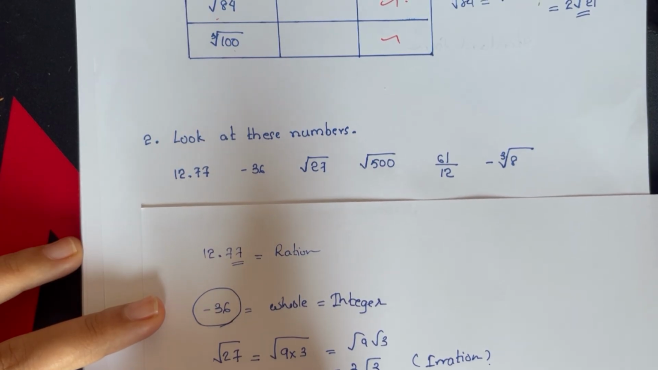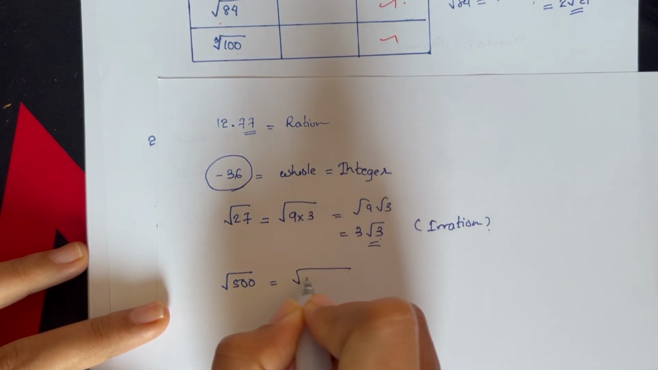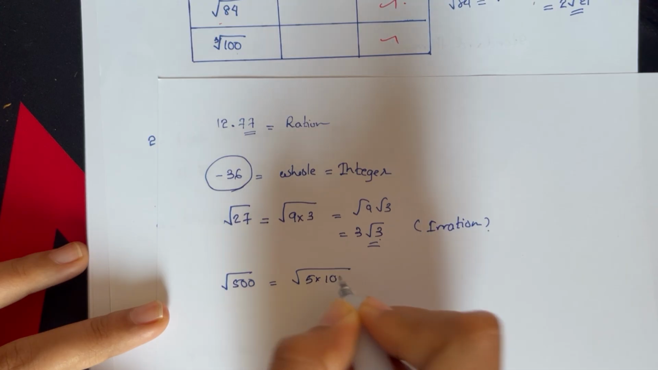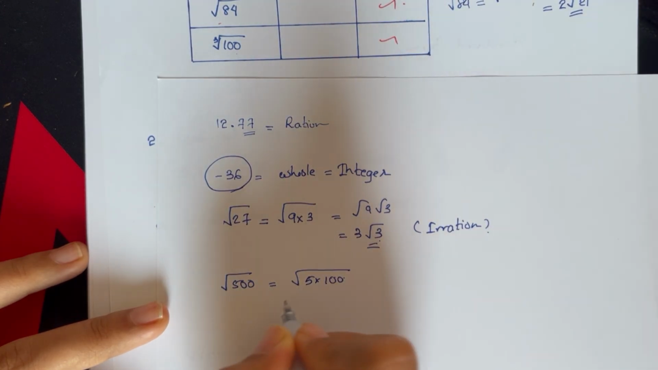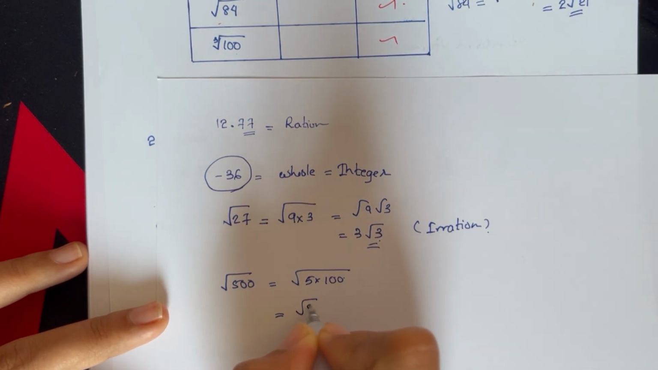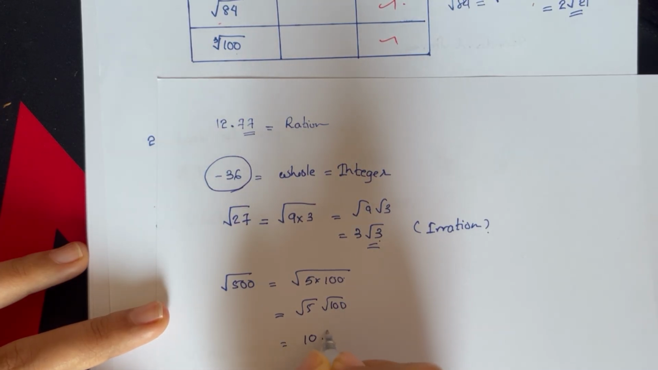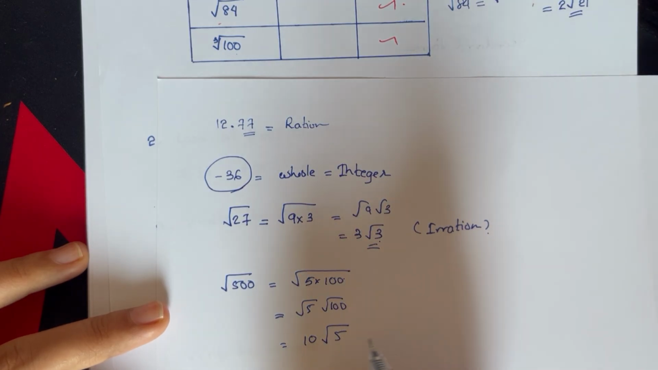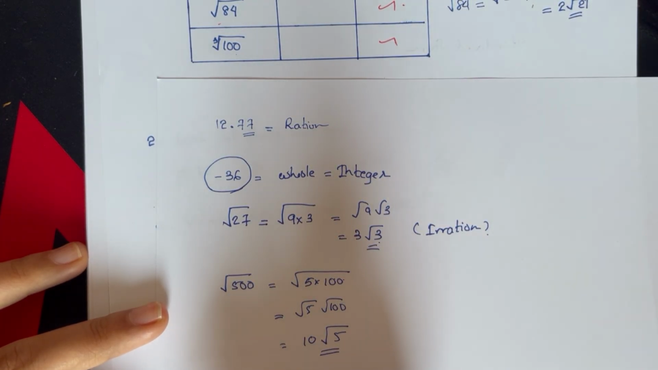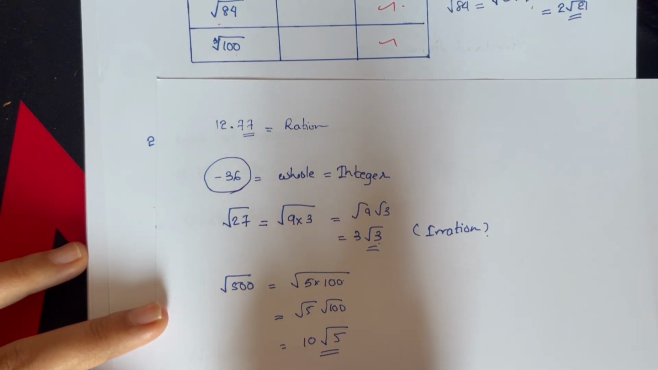And root 500. Root 500 means 5 times 100, so root 5 root 100, so that means 10 root 5. So root 5 is irrational, so 10 root 5 is also an irrational number.